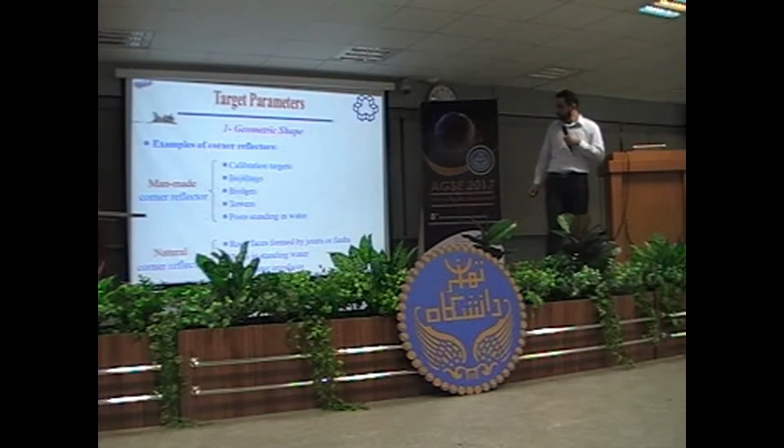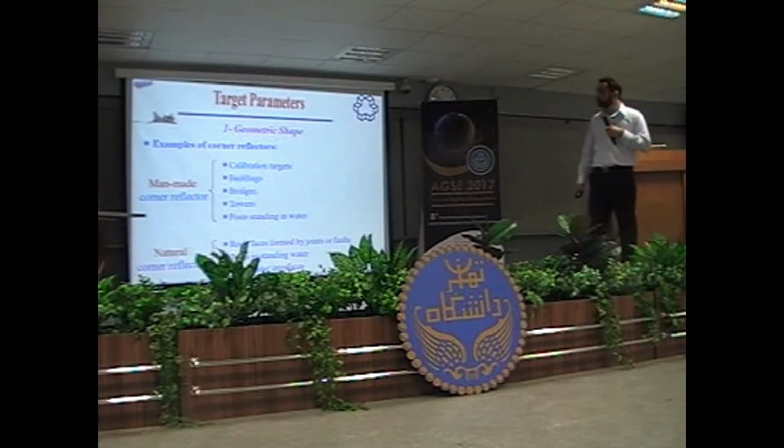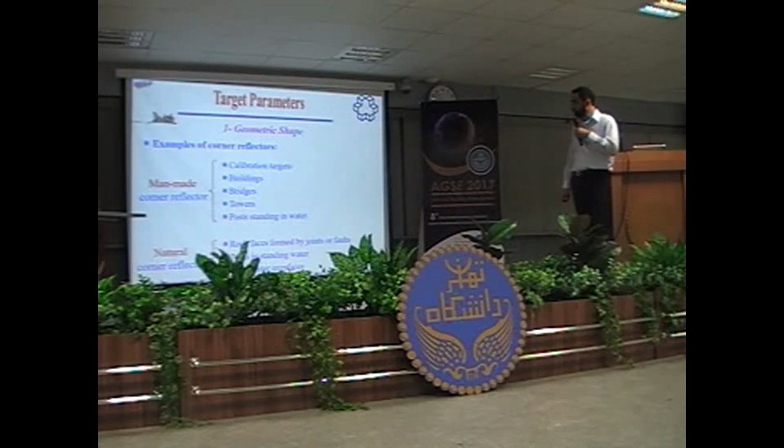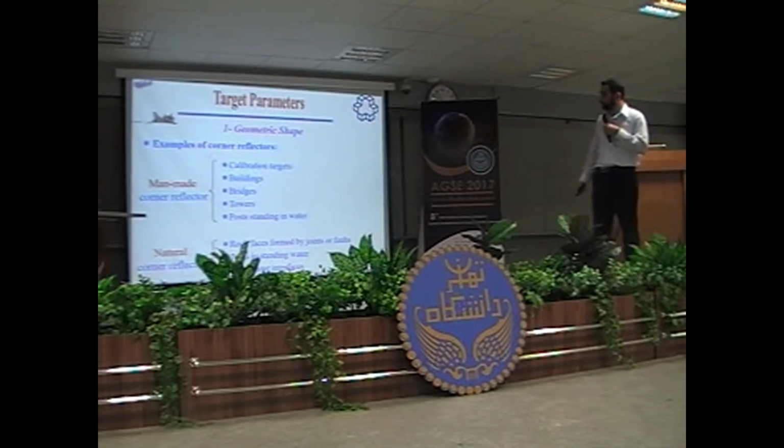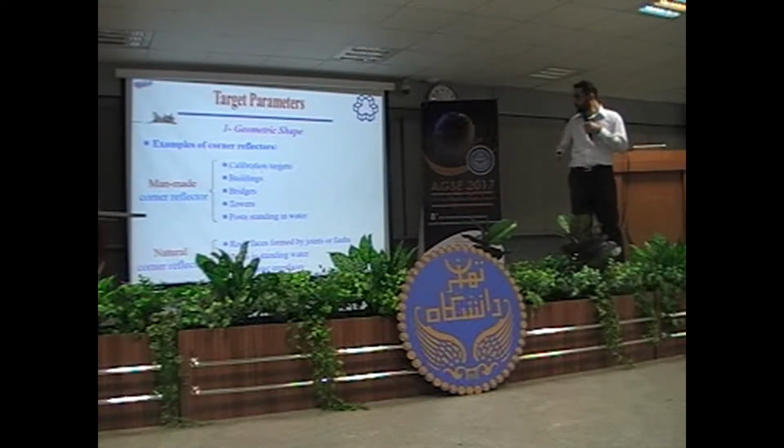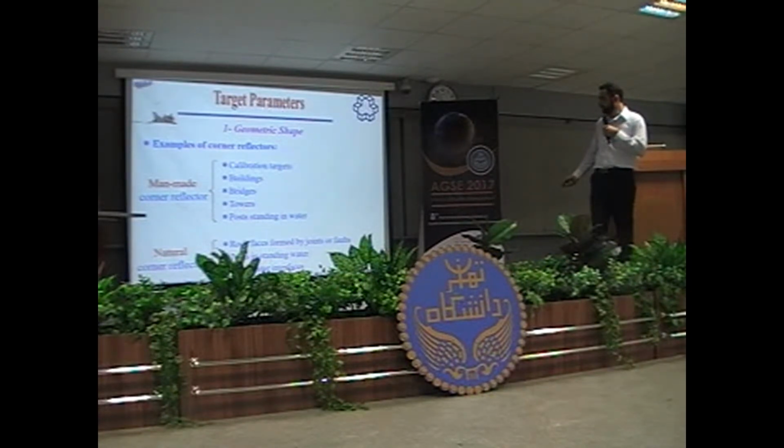Generally, we have two types of target corner reflectors. The corner reflectors could be man-made or natural. The man-made corner reflectors are such as calibration targets, buildings, bridges, and all the urban area, for example, which consists of buildings, towers, posts standing in water. These are man-made objects, which we call corner reflectors, and also the natural ones. For example, rocks facing the antenna by joints or faults, and trees standing in water.